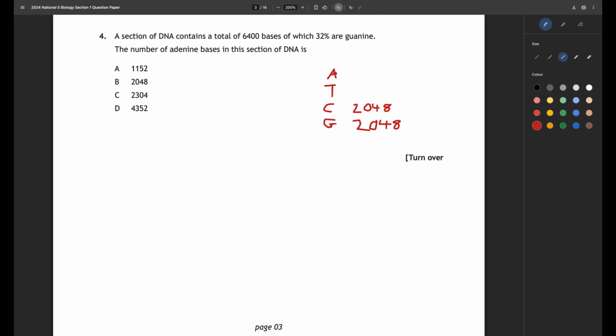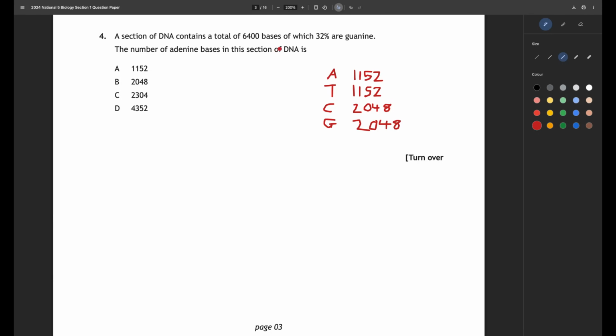Now, that 2,304 has to be split between adenine and thymine, which are complementary to each other. So we divide the 2,304 by 2 and we get 1,152. Okay, and that's for both adenine and for thymine. Okay, so the answer is going to be A for this one, for question 4. Okay, so a little bit of maths involved in that one, but we managed to work our way through that.